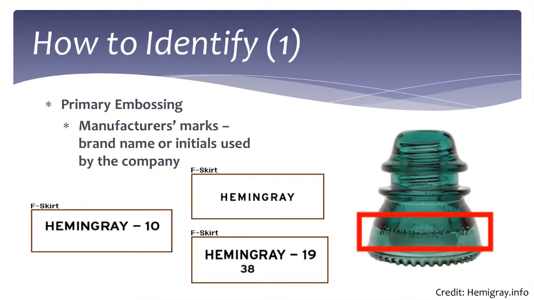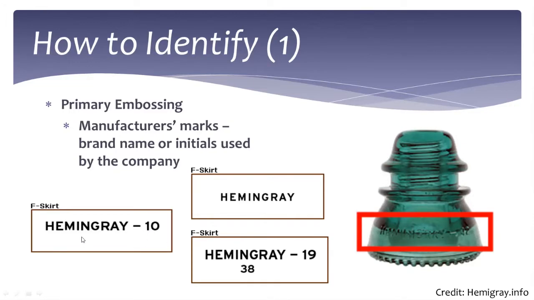So to identify an insulator, there's a few different things to look for. The first thing to look for is the primary embossing. And this is the manufacturer's mark, which is either a brand name or initials used by the company to identify their insulators. This is an example of an insulator from the Hemingway Glass Company. So its manufacturer mark will be on the front of the skirt.